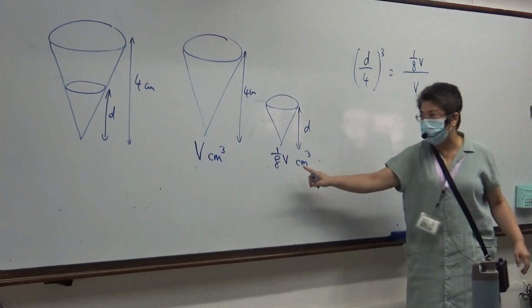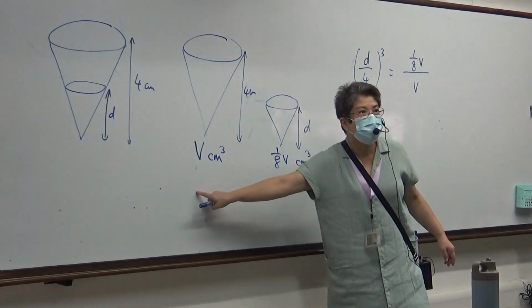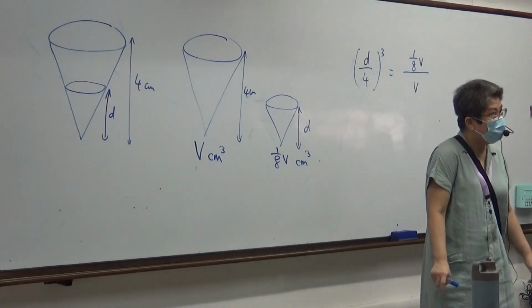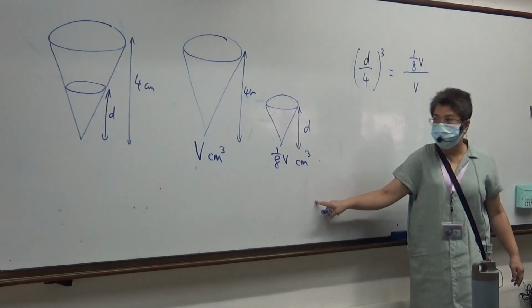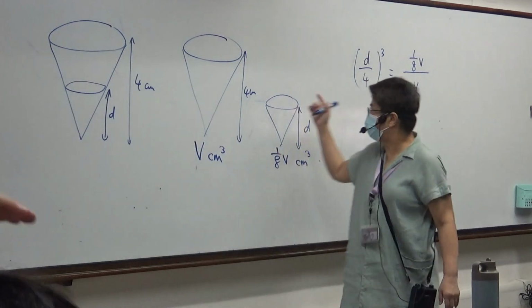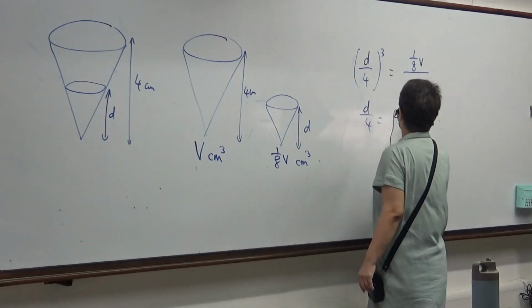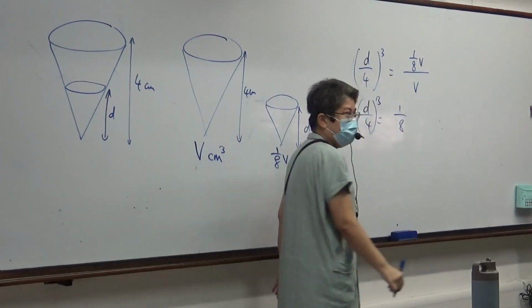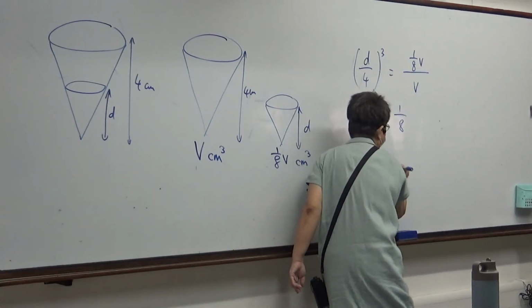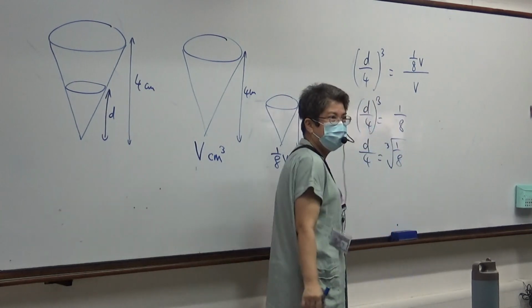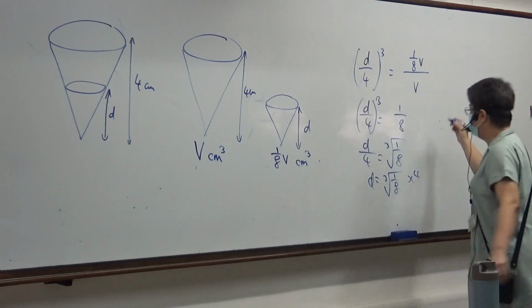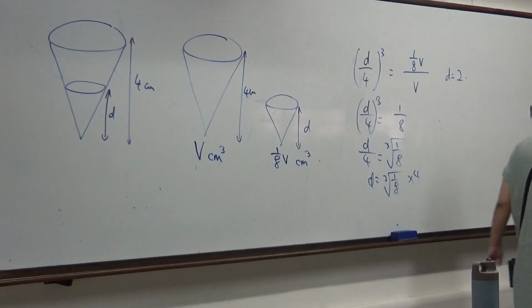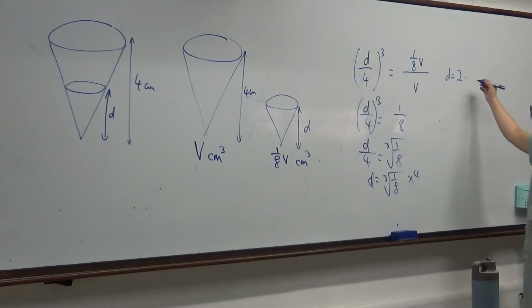Alternatively, what can I have? If I have V here, what's this? This one becomes 8V, right? Agree, because this is 1/8 now. If this is V here, this guy will be 8V, right? Okay, now so I have D over 4 cubed is 1/8. So what do I have? D over 4 is cube root of 1/8, right? What is D? Cube root of 1/8 times what? 4. This is 1/2, so D is actually 2, right? Can you see it? So D, the depth of the water, is actually 2 cm.